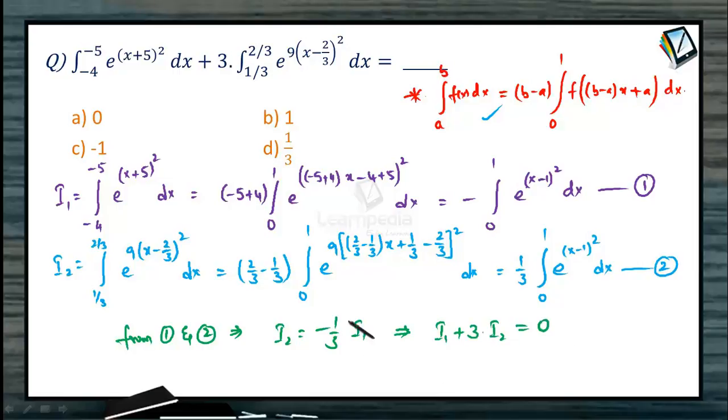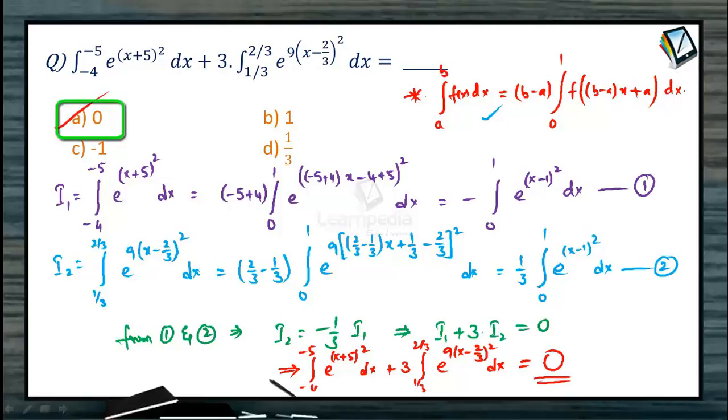But what is I1 for us? Yes, the value of I1 is nothing but the integral from -4 to -5 of (e^(x+5))² dx plus 3 times I2. What is I2 then? The integral from 1/3 to 2/3 of (e^(9x-2/3))² dx, and the value is coming to be 0. So what is the value of this integral? That's what is the required value to be evaluated. So the value is 0, right?